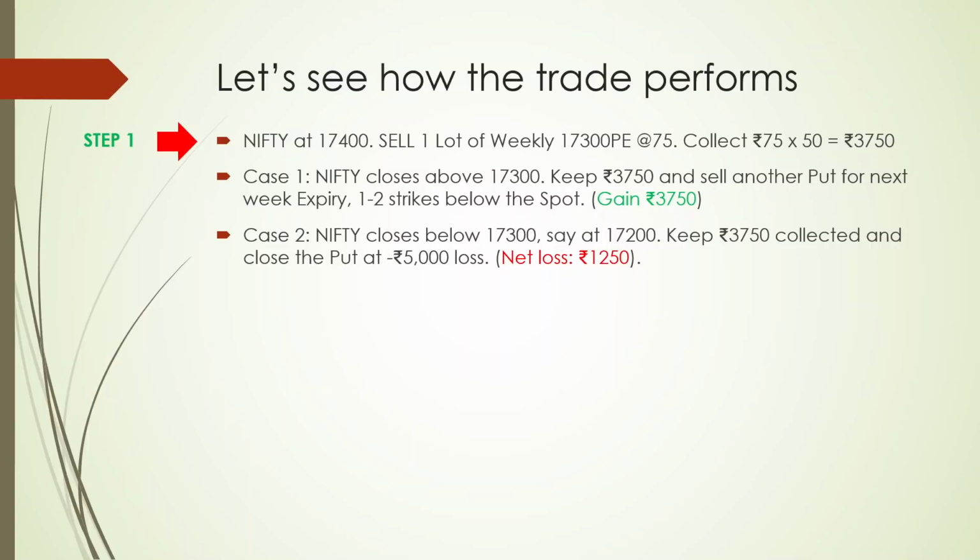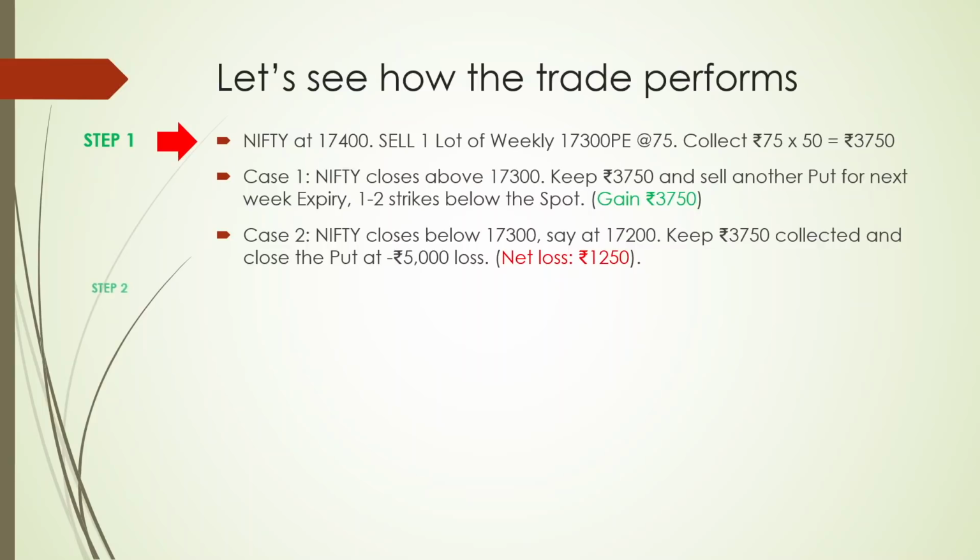Now close the put. You are closing 100 points in the money, means your loss is 5,000 rupees. 1 point is 50 rupees, so 100 points is 5,000 rupees. But net, how much are you losing? Since you have already collected 3,750, you are losing only 25 points. You collected 75 points. You are losing only 25 points. That is equivalent to 1,250 rupees. So this is the net loss for you when you close the put.